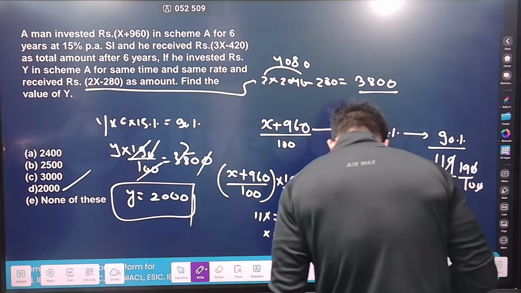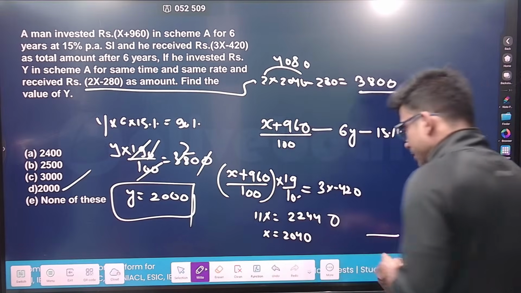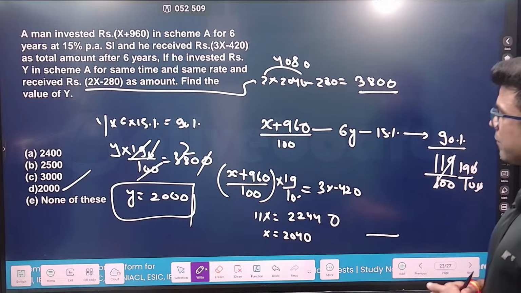Good morning. Understood this question? The value of y would be 2000.